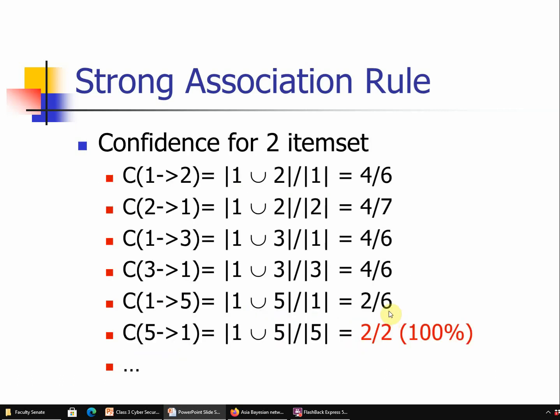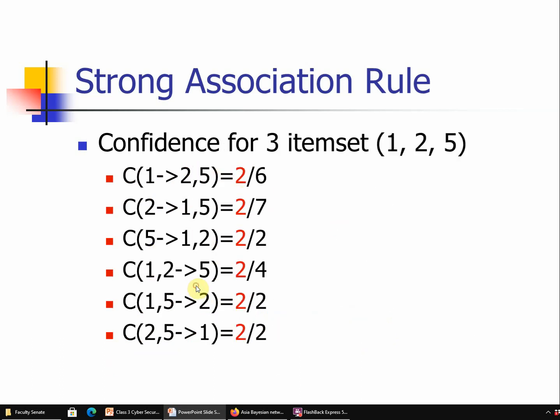Similar things you need to do for all the 2-item sets, you need to calculate all of these. And for the 3-item set, for every single 3-item set, you actually need to check 6 different combinations and then see if they really occur, and if they also pass the minimum confidence, then we can generate 3-item set frequent association rules.